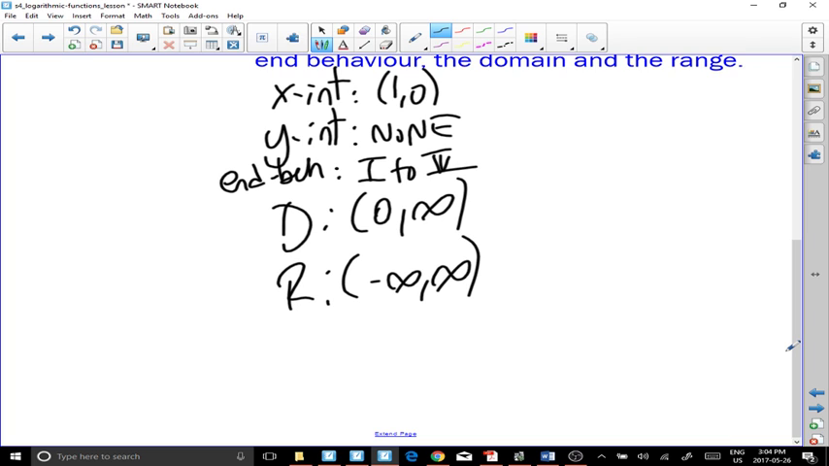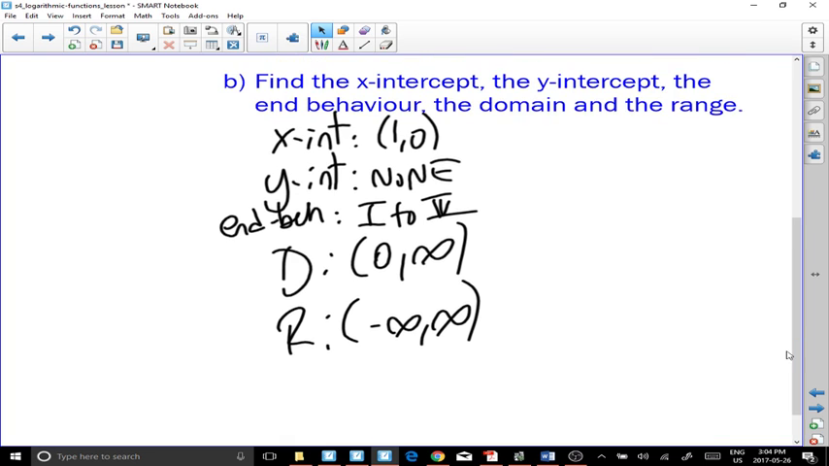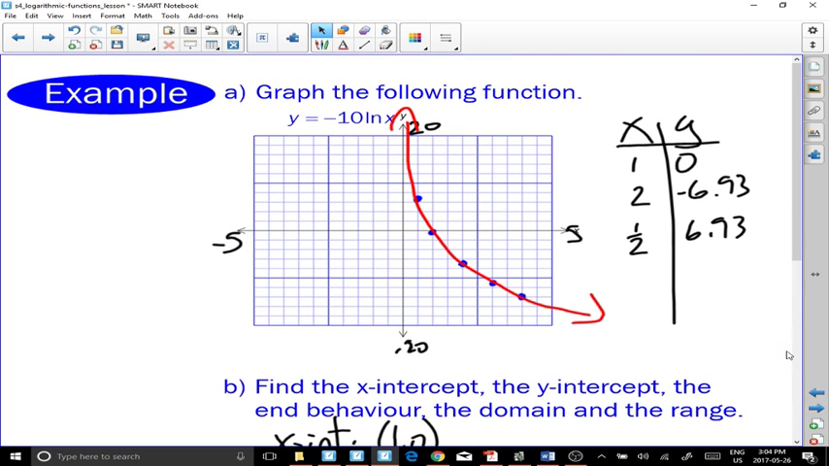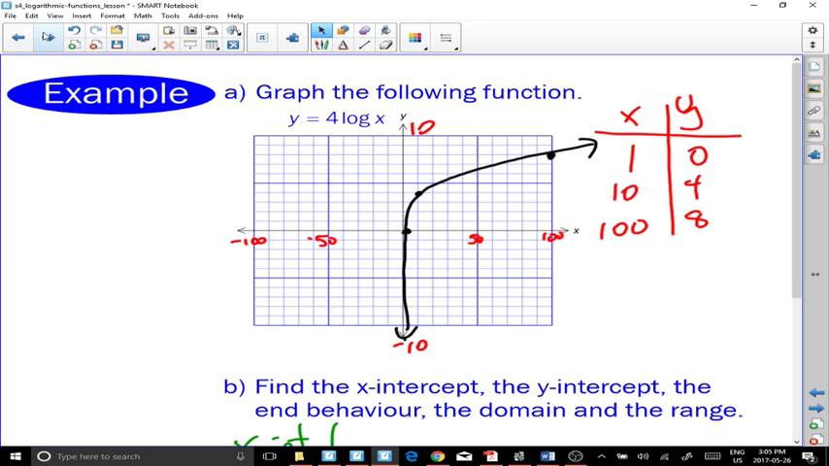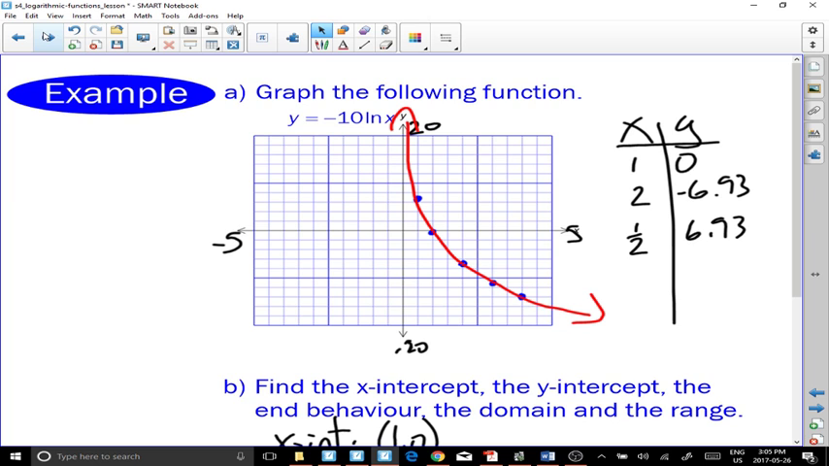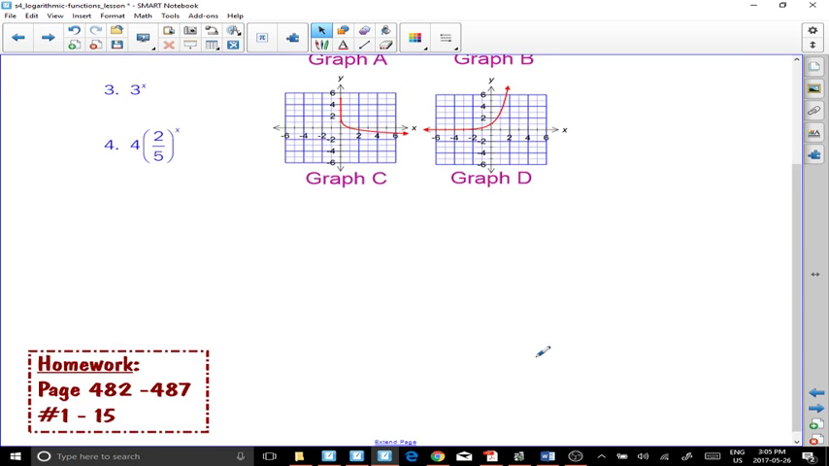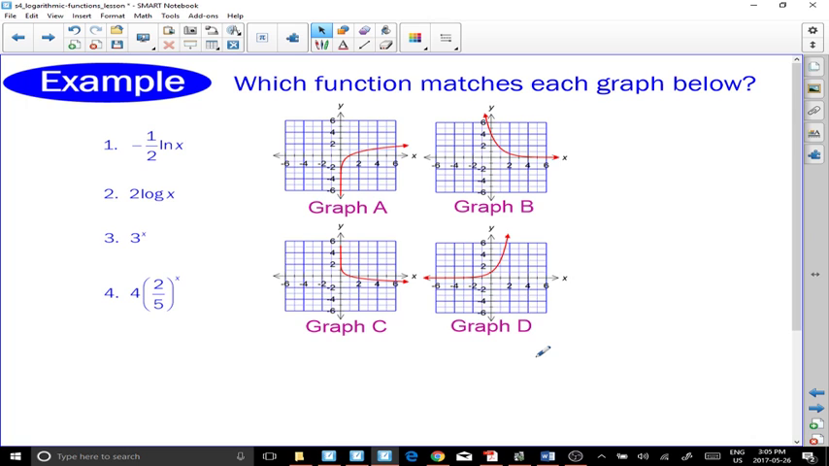So besides the end behavior, there's no difference between this question and the last question in terms of these specific criteria. But if we look at the graphs, there is a bit of a difference because this graph is decreasing in value, and the last graph is actually increasing in value. Okay? So I've got one more example for us to do, and then it's time to get some practice.